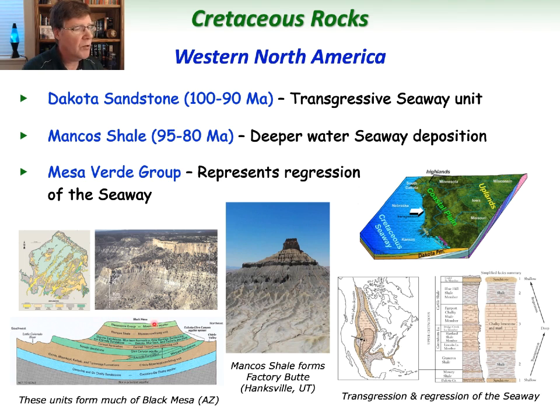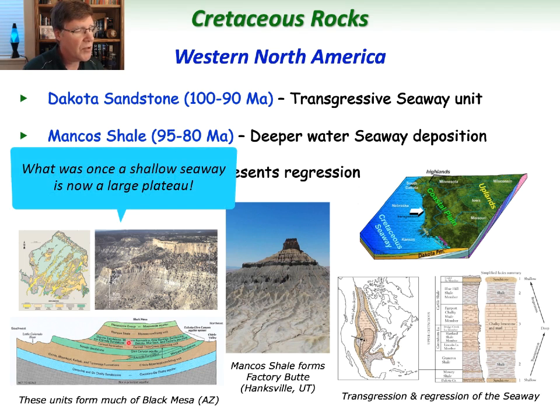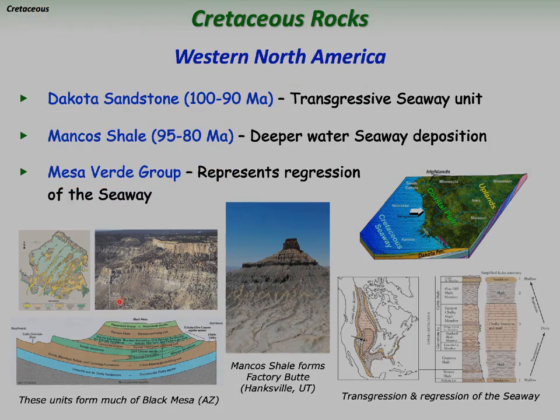The Mesa Verde group is the very top layer of Black Mesa. You can see it overlies the Mancos Shale here, and the Dakota sandstone is right underneath. So these three units in the upper part of Black Mesa represent the North American interior seaway.